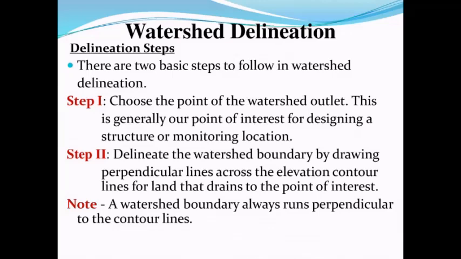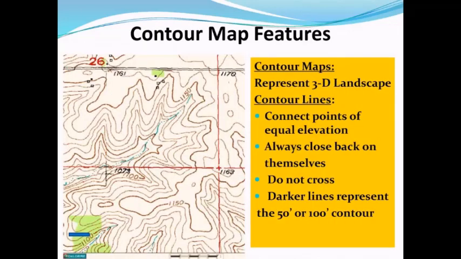Step 2, delineate the watershed boundary by drawing perpendicular lines across the elevation contour lines for the land that drains to the point of interest. A watershed boundary always runs perpendicular to the contour line. For the delineation of the watershed boundary, first of all, we have to understand contour map features.